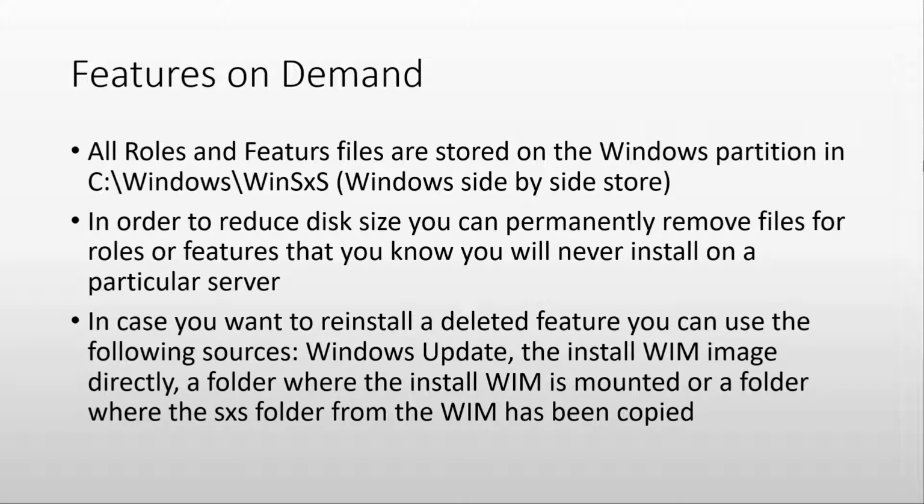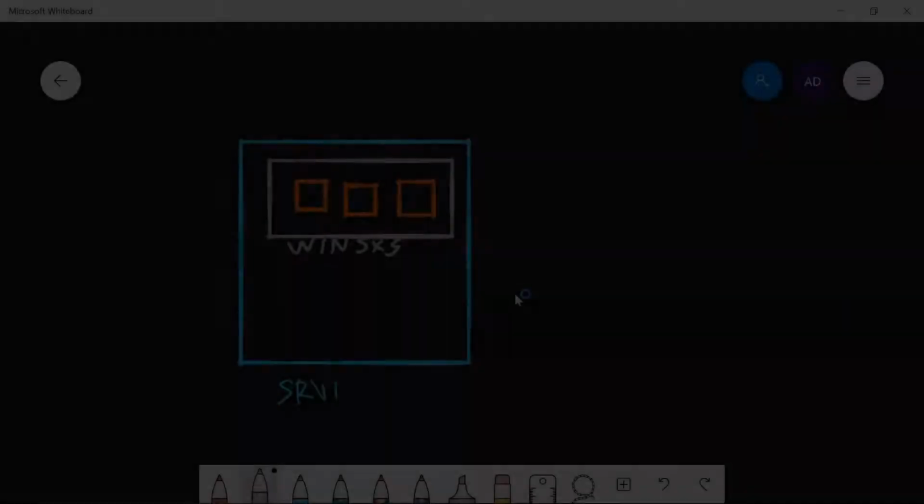from the hard drive, you can install that feature and recover its binaries again from different sources. Windows Update, for example, or the install.wim image that is on the installation DVD, or you can mount the WIM image and take the files from there, or you can have a share somewhere where you copied the SXS files and all servers can install missing features from there. Everything is possible. So check it out.